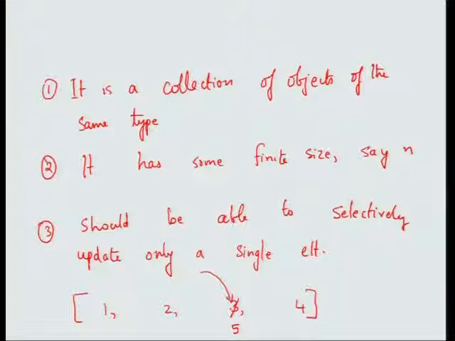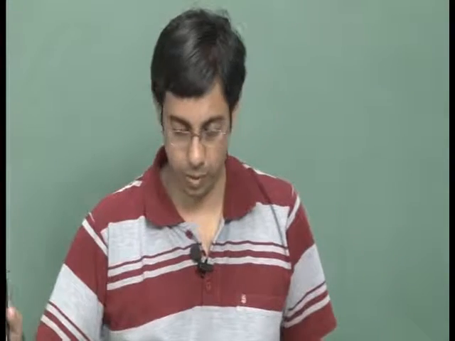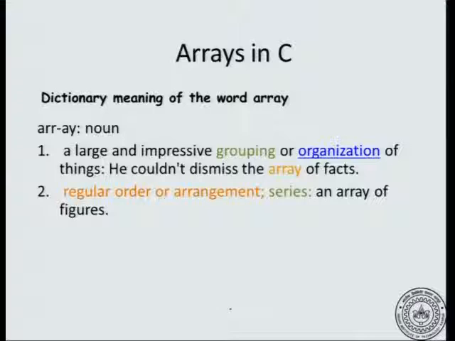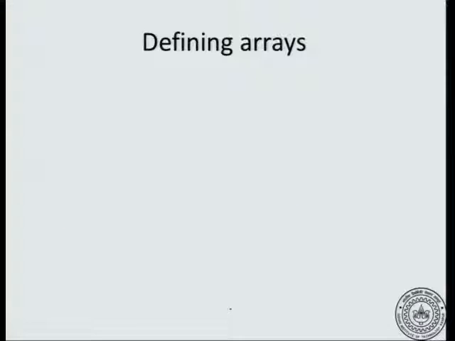The first thing says that I want a collection such that it is a collection of objects of all of type integer and not of any other type. Okay. And the second says that it has some finite size, so it is not an infinite collection. Okay. So, that is what an array is supposed to do.